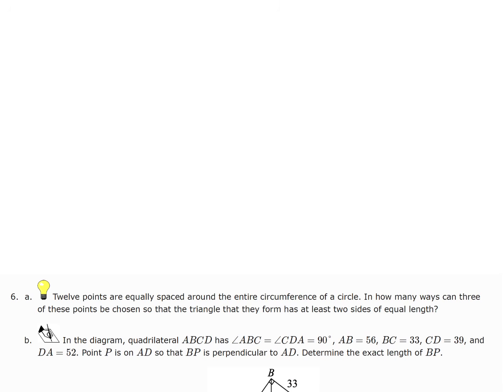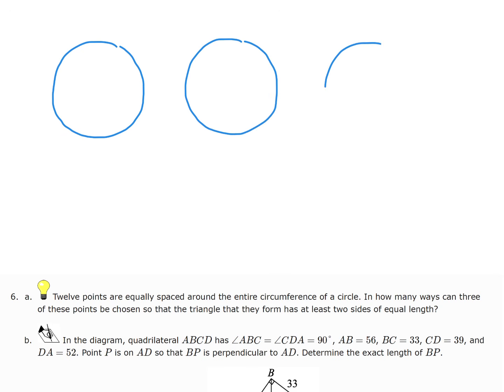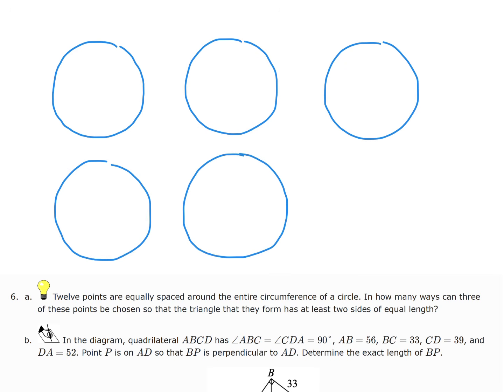Let us, I'm not sure how many diagrams we're going to need, but let's put 5. 1, 2, 3, 4, and 5. Okay, let's see what happens. Okay, so the key is we have to make isosceles triangles. 2 sides, at least 2 sides. So it's going to be either isosceles or equilateral.